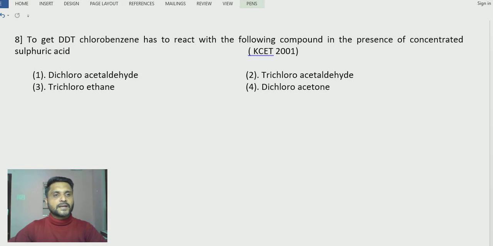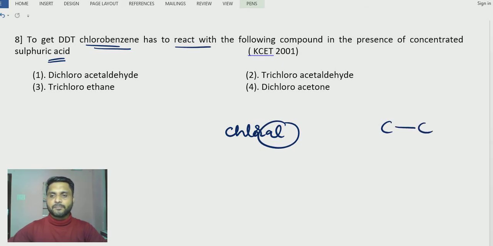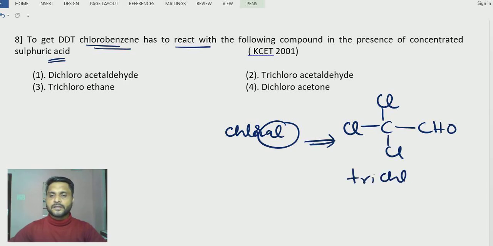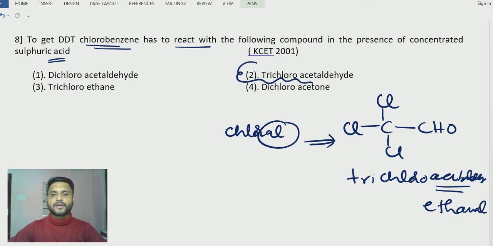Question number 8. To get DDT, chlorobenzene has to react with the following compound in the presence of concentrated sulfuric acid. Okay. To get DDT, we need chloral. Correct? Student, we need chloral. What is chloral? Chloral is nothing but an aldehyde. Which aldehyde? Acetaldehyde with 2 carbon atoms. Acetaldehyde is CH3CHO. So if I remove the hydrogens, I can bring in the chlorine atoms. This is called chloral. Chloral is trichloroacetaldehyde. Trichloroacetaldehyde, or trichloroethanal. Ethanal is nothing but acetaldehyde. Therefore, answer is option number 2.